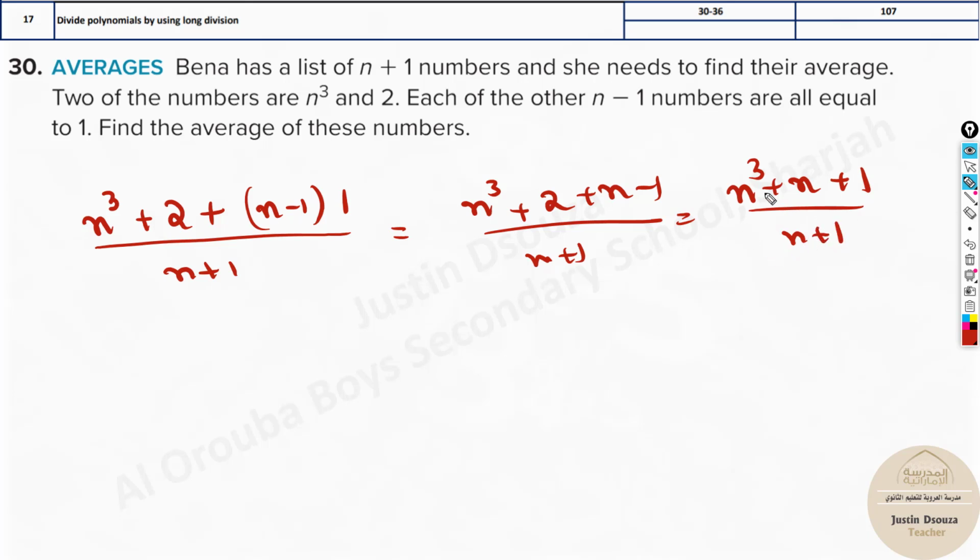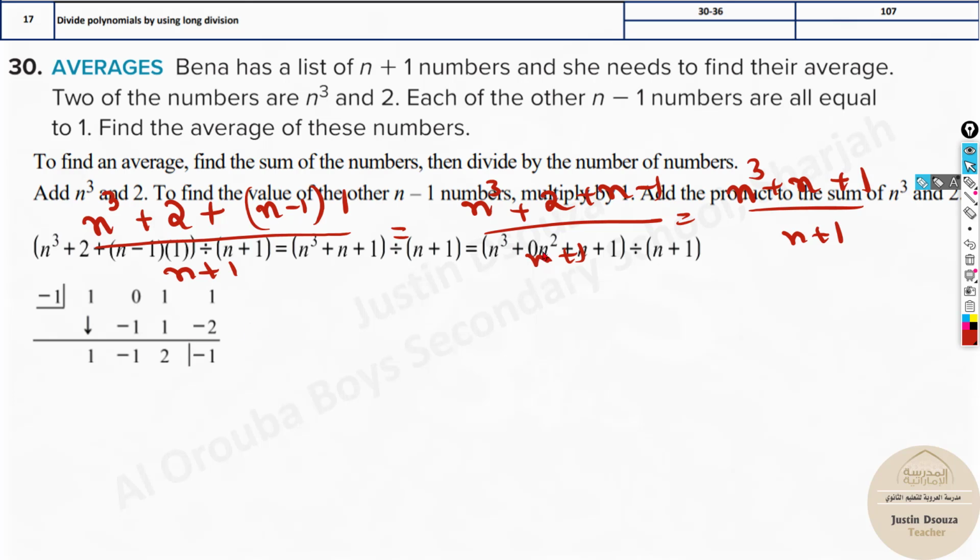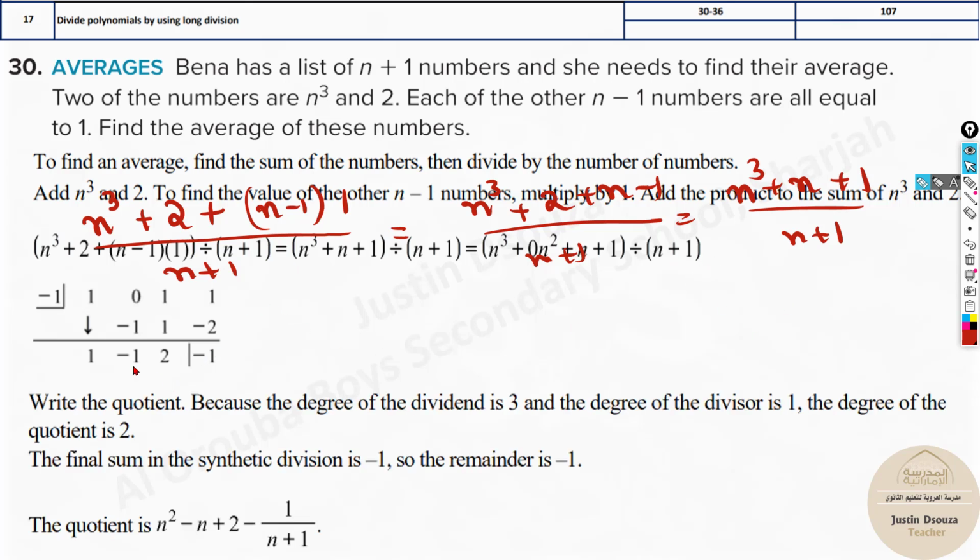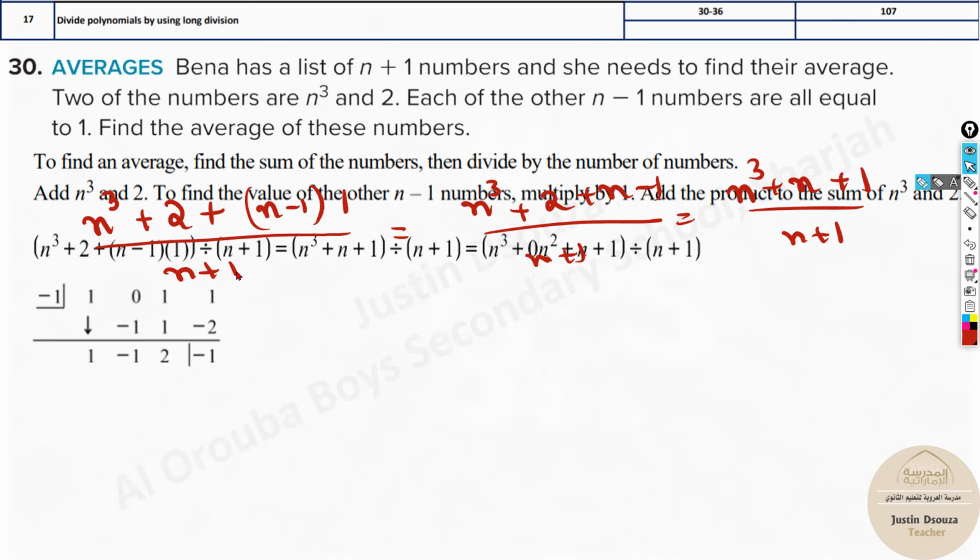Now, how can we simplify this? We can do the long division method. Here in this particular question, they have done synthetic division. You can see n cube plus 0 n square plus n plus 1 divided by n plus 1. They have done synthetic division, that is fine. We have to just find the quotient over here, that is the average, right? If you divide these both, you get the average. This is the answer.